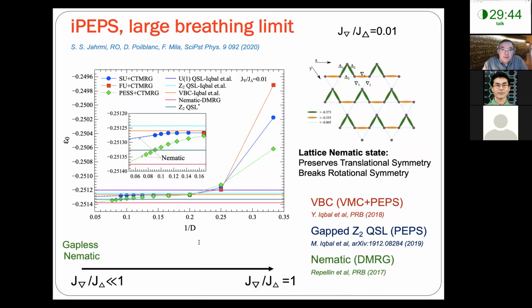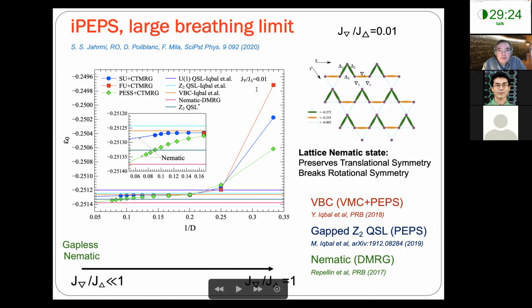Now, what happens on the other side? What happens in the limit of a large breathing anisotropy? We did simulations for J down over J up equals 0.01. This is a very large anisotropy. This is a summary of the results that we found, also compared to results by different people.